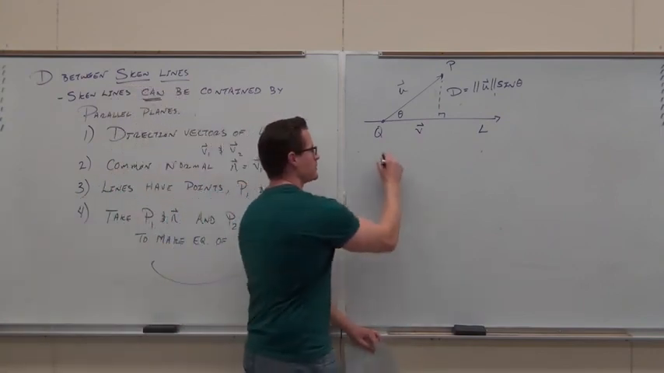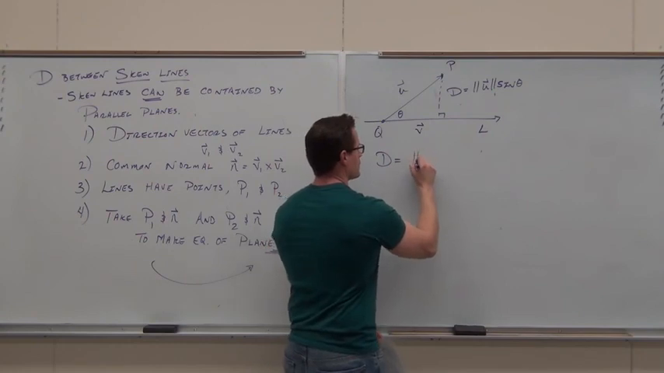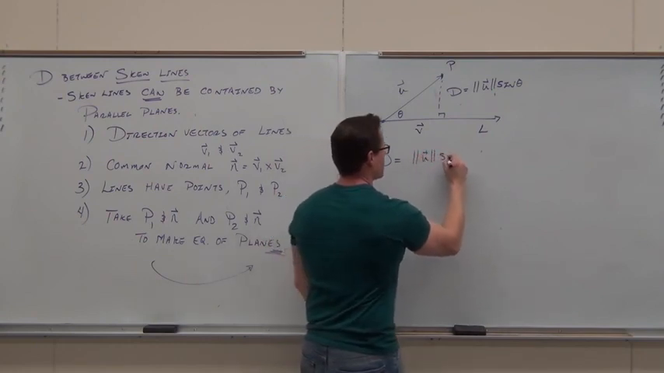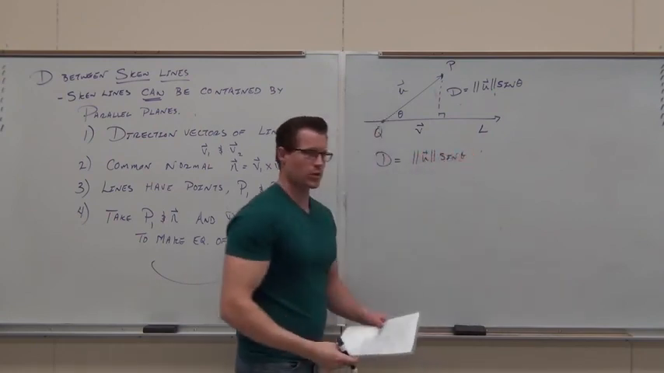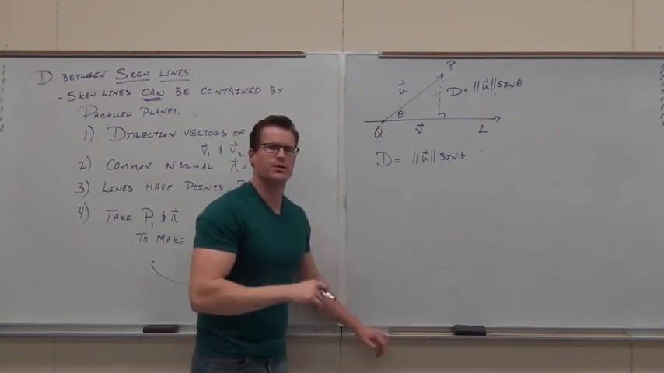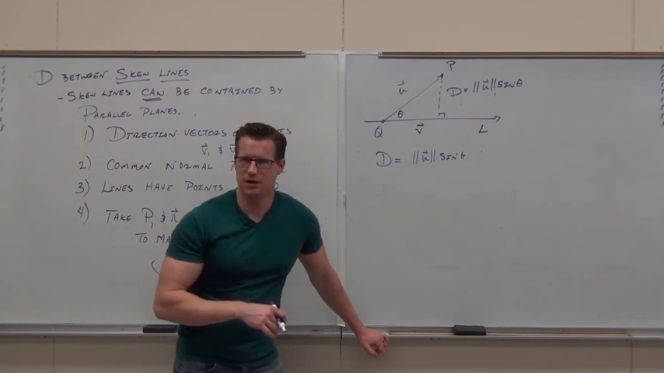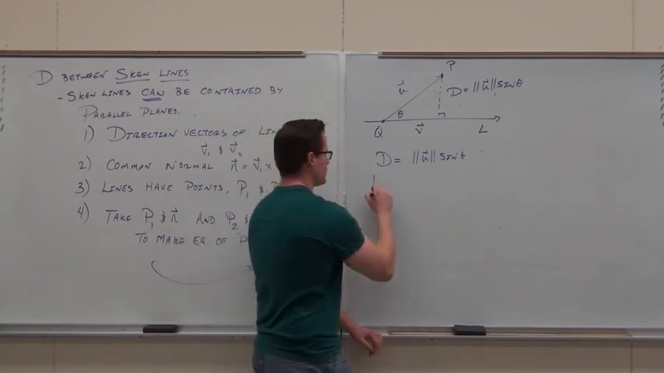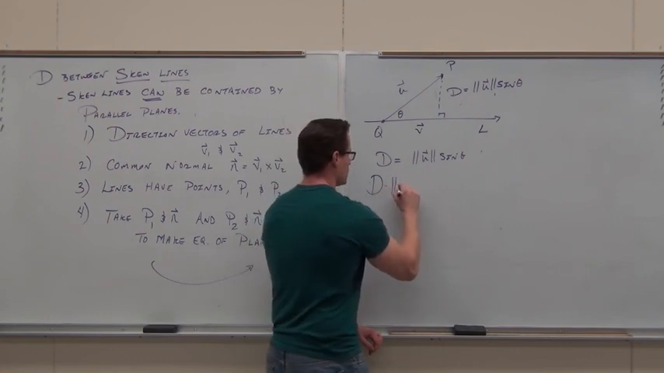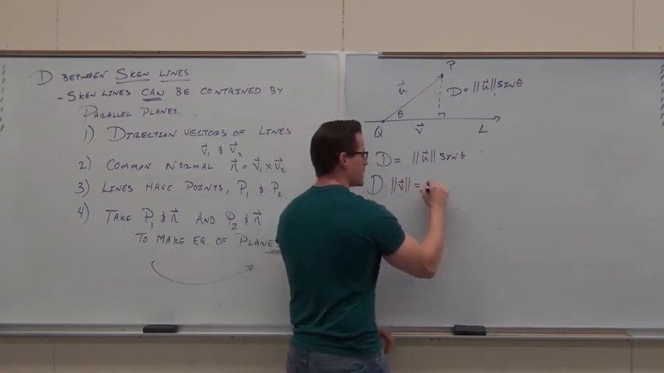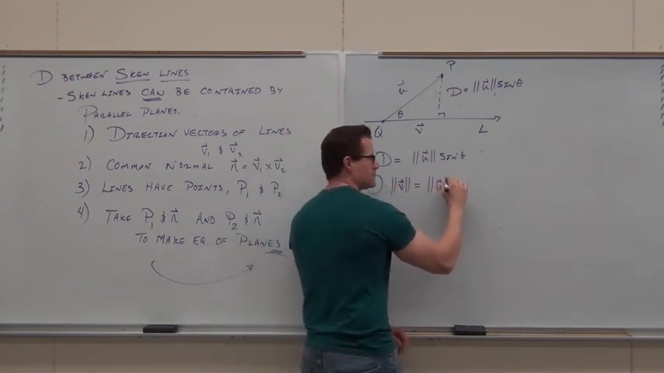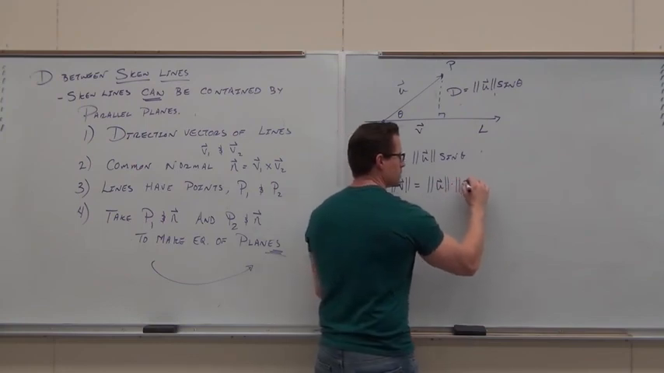Here's some math magic. We're gonna invent some stuff. Right now what I'm gonna do is multiply both sides by the magnitude of vector V. Magnitudes are scalars, right? So I can multiply both sides by this scalar and still consider it to be equal.